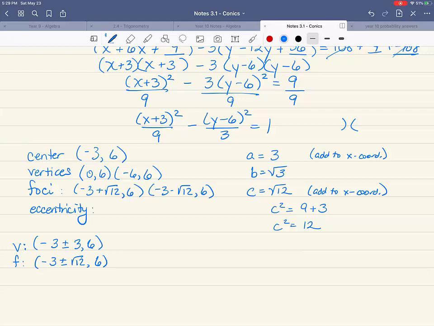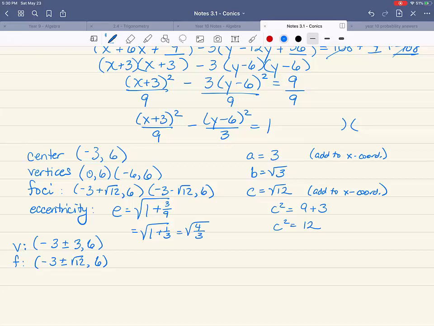Finally, the eccentricity. The formula is the square root of 1 plus b squared, which is 3, over a squared, which is 9. So that cleans up to be 1 plus 1/3, which is the square root of 4/3, and you can just leave it like that.